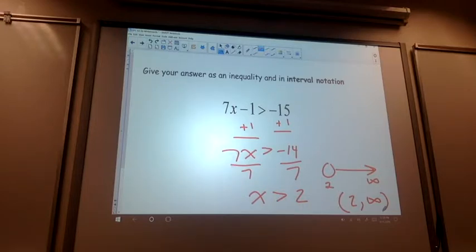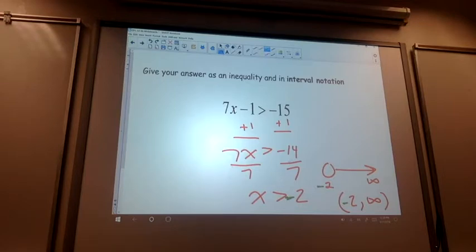Agree? Questions? Is it -2? Yes. That's a negative, and that's a negative, and that's a negative. The reason it's negative is -14/7. Good catch. Thank you. And it's negative, then doesn't the little sign change?